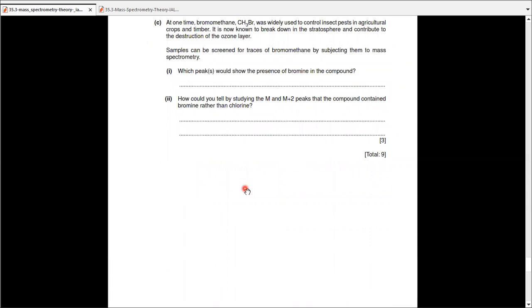Okay, part C. At one time, bromoethane was widely used to control insect pests in agricultural crops and timber. It is now known to break down in the stratosphere and contribute to the destruction of the ozone layer. Samples can be screened for traces of bromoethane by subjecting them to mass spectrometry, in which peaks would show the presence of bromine in the compound. M and M plus 2 peak.